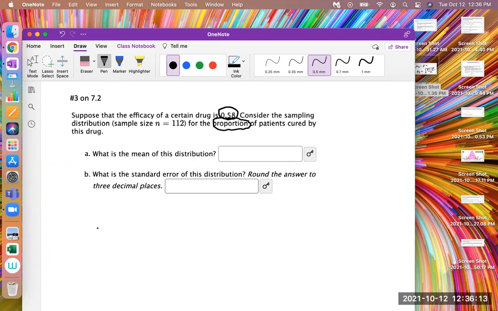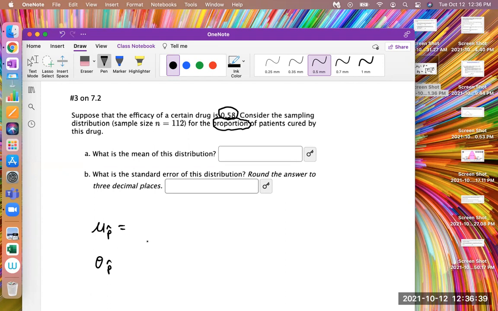In 7.1, we saw formulas for the mean and how to find the standard deviation and the sampling distribution of the sample mean. This is a sample proportion, so we have different formulas for this, and we have different notation. It's mu sub p hat, and it's sigma sub p hat.